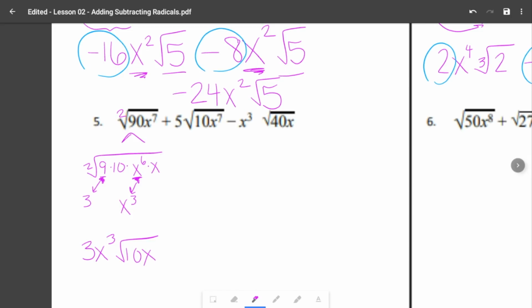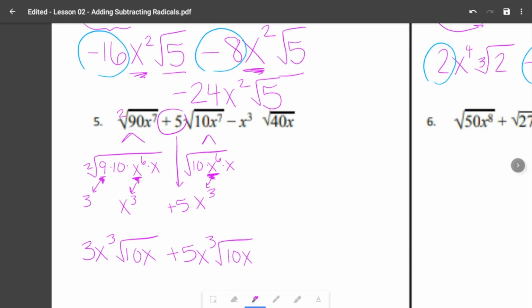Now in the middle, breaking up the 10, nothing can happen. But x to the 7th, same thing that we had to do with the last one, is x to the 6th times x. X to the 6th comes out as an x cubed. And don't forget, outside here, we already have a plus 5. So this radical in the middle will become plus 5x cubed radical 10x.